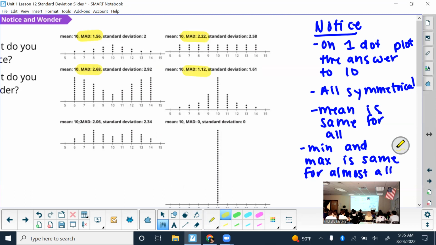What type of measure is the MAD? Is it a measure of center or spread?